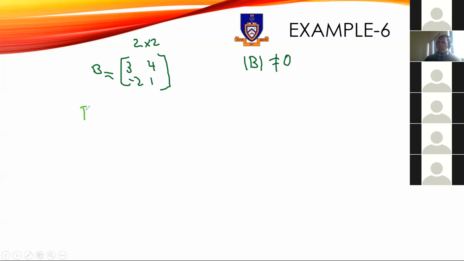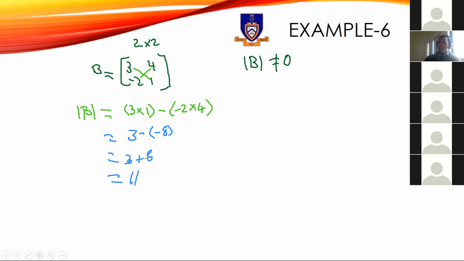So the determinant of B will be equal to 3 times 1, minus, negative 2 times 4. This is the cross multiplication step that we do to find the determinant. And therefore, the determinant of B will be 3 minus minus 8. Okay, and that will be equal to 3 plus 8, and 3 plus 8 is 11.